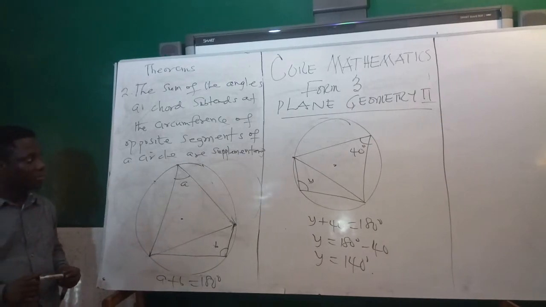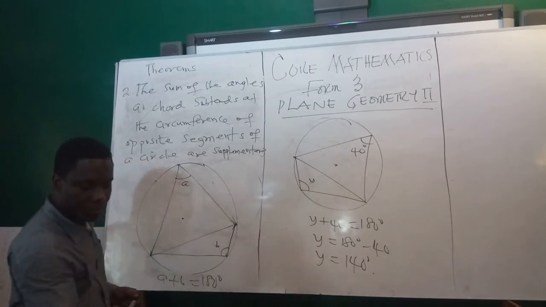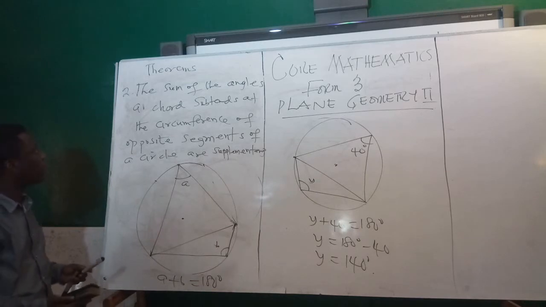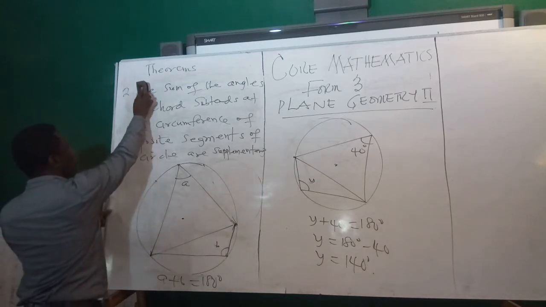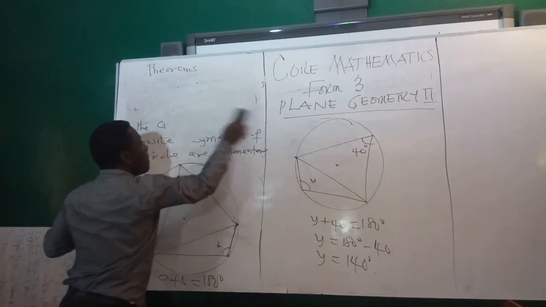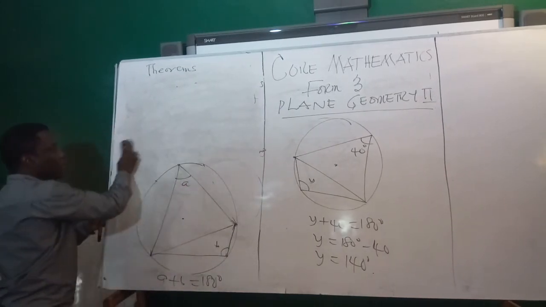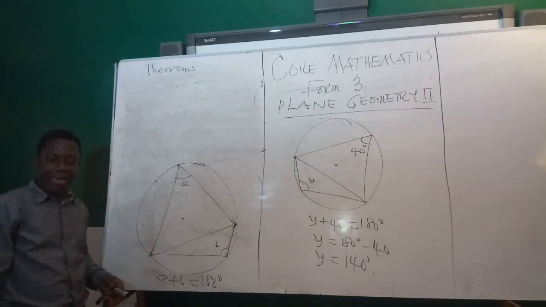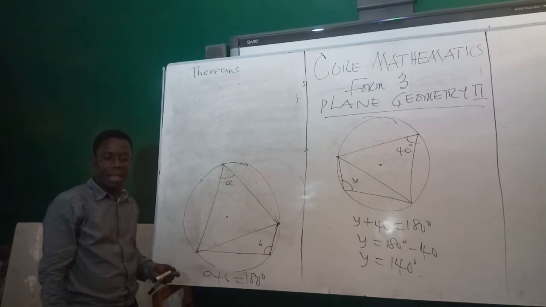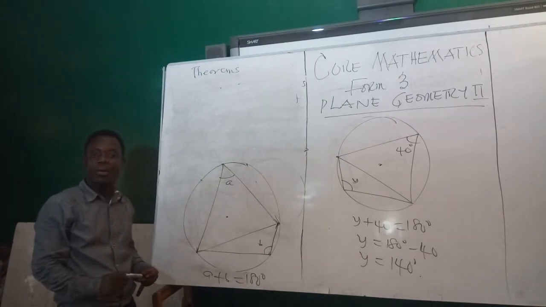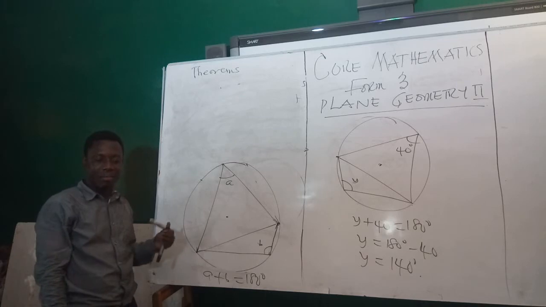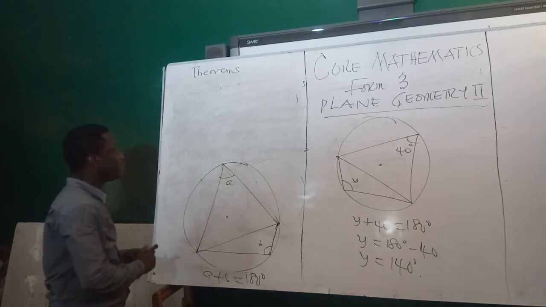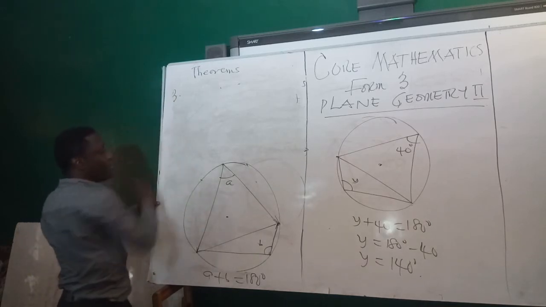Very, very important. Now, quickly, let's look at theorem number 3. What does theorem number 3 say? Theorem number 3 says the angle a chord or an arc subtends at the center of a circle is twice the angle it subtends at the circumference in the same segment of a circle. Let me put it down for you so that you can write it.